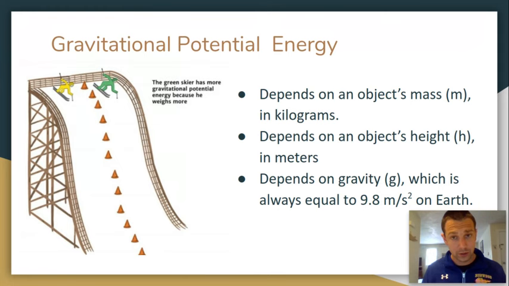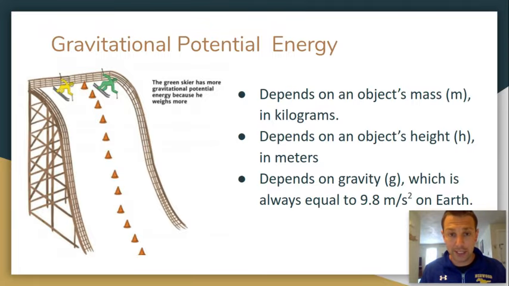On Earth, that lowercase g value that we're going to learn a lot more about in the next couple of weeks is equal to 9.8 meters per second squared. In this case, meters per second squared is the unit, so it doesn't mean you need to actually square anything in the problem. It's just the unit.